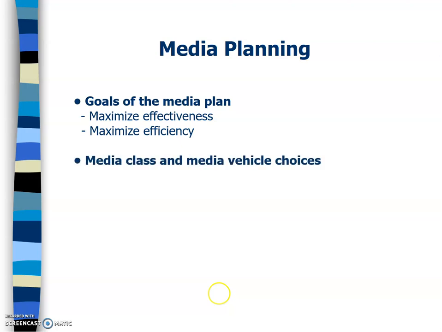So this requires us to understand some things about the media. We need to understand which media classes are out there and available to us, and what are the particular media vehicle choices within them. So the media class, we've said this before, but just to say it again, if you're choosing between radio or television or magazine, those are different classes of media. The media vehicles are within the media class, right? The different alternatives available. So if you're talking about the media class of television, which television channels? If you're talking about magazines, which specific magazines are you thinking about using?